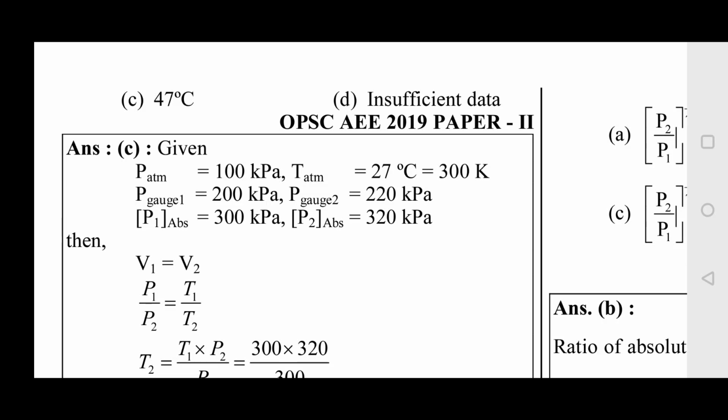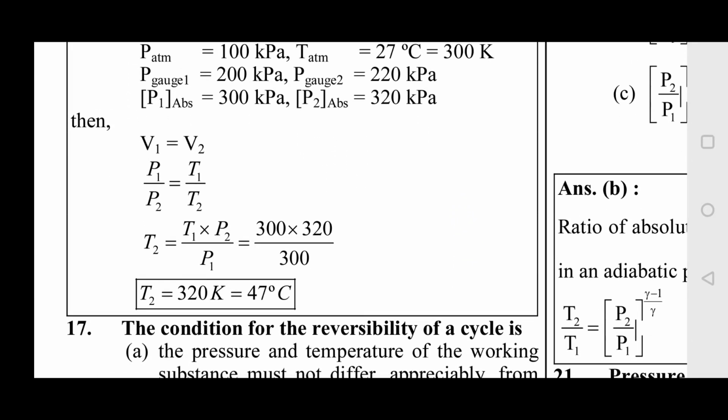pressure 2 is equal to 220 kilopascal. Absolute pressure 1 is equal to 300 kilopascal, meaning absolute pressure is equal to gauge pressure plus atmospheric pressure. And absolute pressure 2 is also gauge pressure plus atmospheric pressure. So let's find this one.